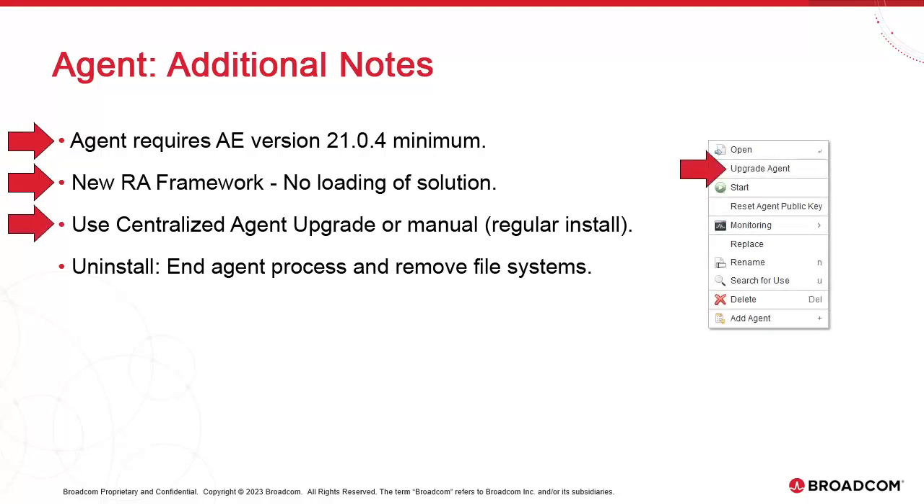If you need to upgrade the agents, you can simply perform a fresh install or use CAU, which is supported. Finally, to perform an uninstall, stop the agent with a simple Ctrl-C and break out of the running process, delete the agent from the list in AWI, and finally remove the file system.